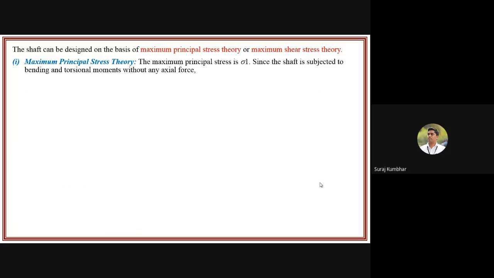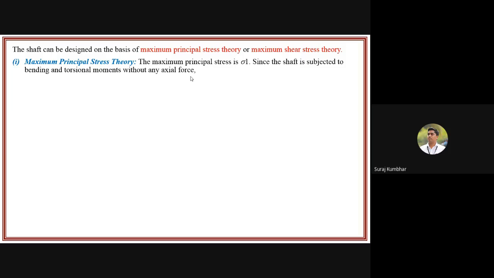First we will see the maximum principal stress theory. The maximum principal stress is denoted as sigma 1. Since the shaft is subjected to bending and torsional moment without any axial force, there is a combination of bending and torsional moment. Earlier we saw the shaft under pure bending and under torsional moment, with two formulas in the earlier slide. But now the shaft is subjected to combined loading, bending as well as torsional moment, but without any axial force.